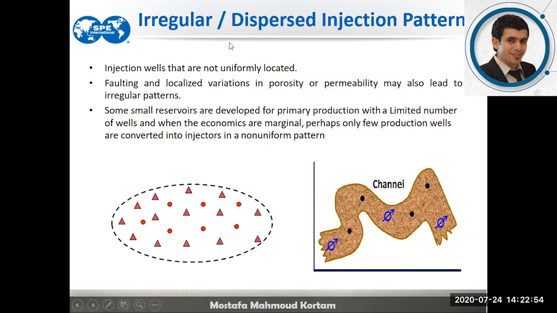And by the way, it may be helpful because in some reservoirs where there are faults and localized variation in the permeability or porosity, the irregular pattern may be helpful. You may have an isotropic system or a directional permeability, so you place the injection wells in the way that you realize is the best way to displace the oil and the effective direction of the injection towards the production. So the irregular or dispersed injection pattern is also a common pattern and scheme for water injection.